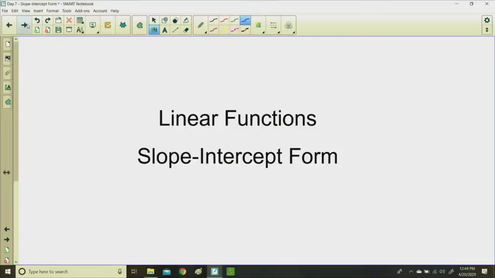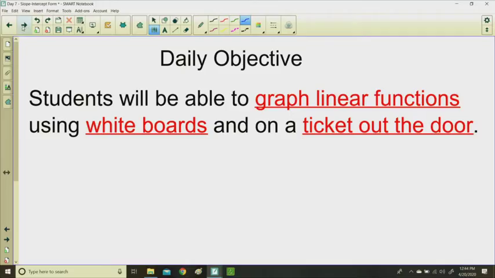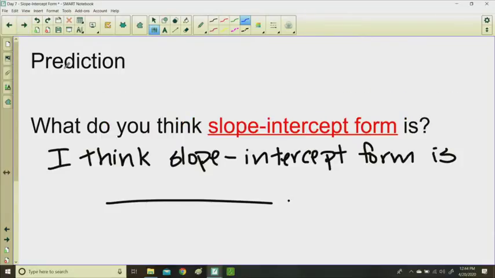Anyway, so let's go ahead and start. So linear functions, remember this is going to be a note in your notebook or whatever your case. Then prediction, what is slope-intercept form? Hopefully you've seen it before.